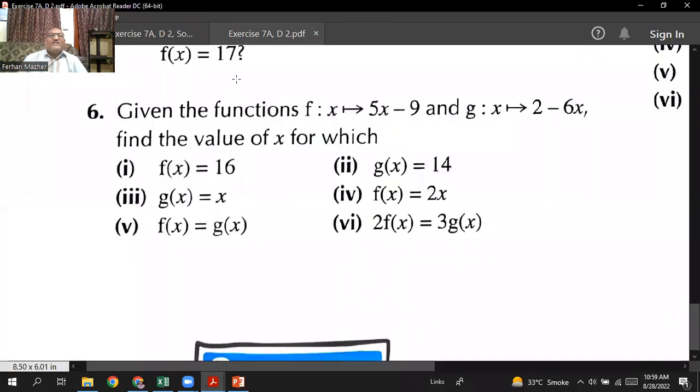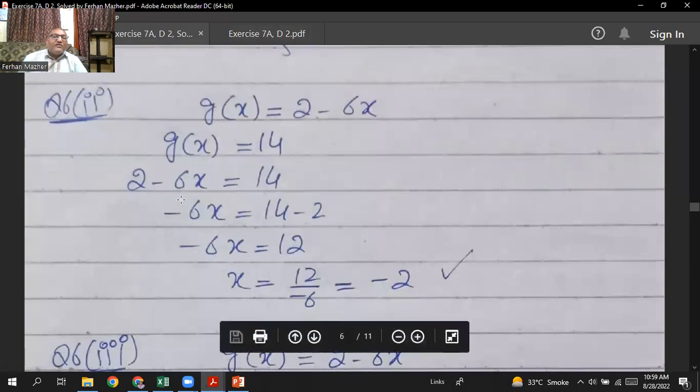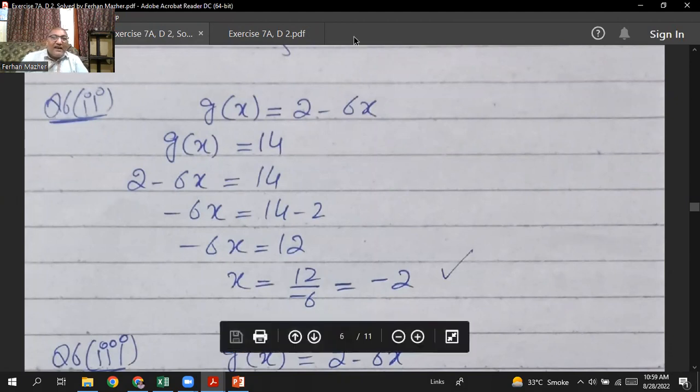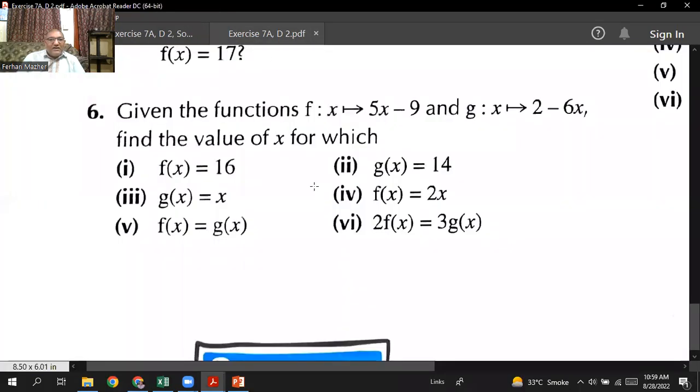Okay, so the next question is g of x is equals to 14. Because g of x is 2 minus 6x, so 2 minus 6x equals to 14. So minus 6x is equals to 14 minus 2, and minus 6x equals to 12, and x is equals to 12 divided by minus 6, and x is equals to minus 2. So the third part is g of x is equals to x.